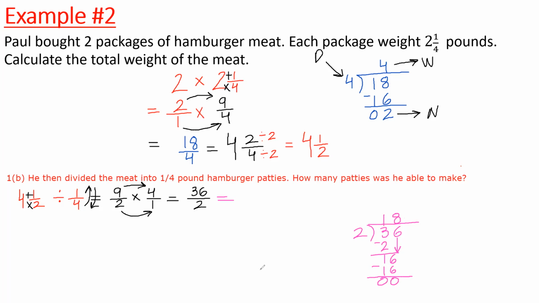So that means that 36 divided by 2 is what? 18. Which means if they ask how many parties he was able to make, what is our answer going to be? 18 parties. Very good. So he's able to make 18 parties. That's how many parties he's able to make if we were to divide them.